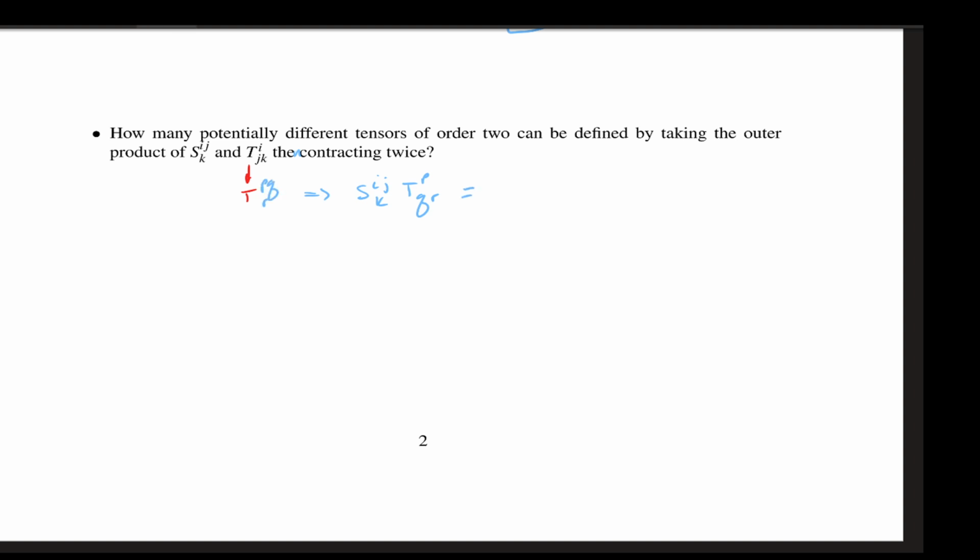That creates, ooh, this one's pretty gross actually. So this one's actually really complicated. This will become something like, I don't know, we'll call it U^{ijp}_{kqr}. So that's the outer product. So we got the outer product, now we can contract twice.